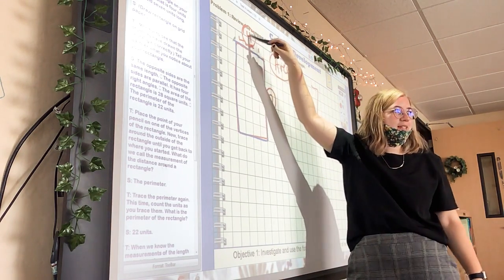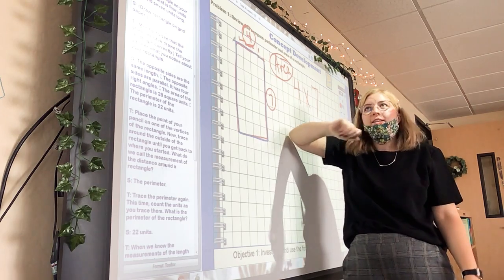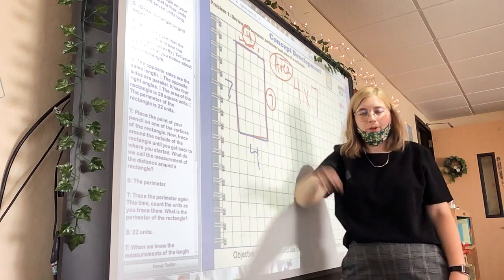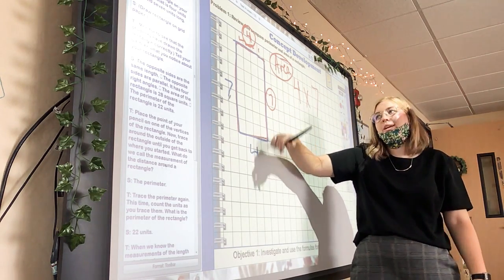Yeah, so direct your attention up here, right? So if we're using this same example, she said opposite sides are the same. So if this is 4, this is 4. And if this is 7, this is 7. Beautiful. And so in order to find the perimeter, we got to add all that up.